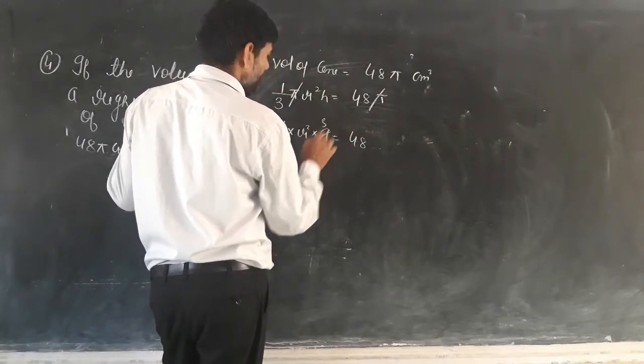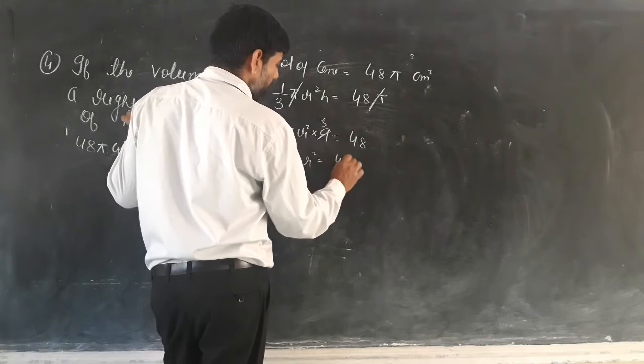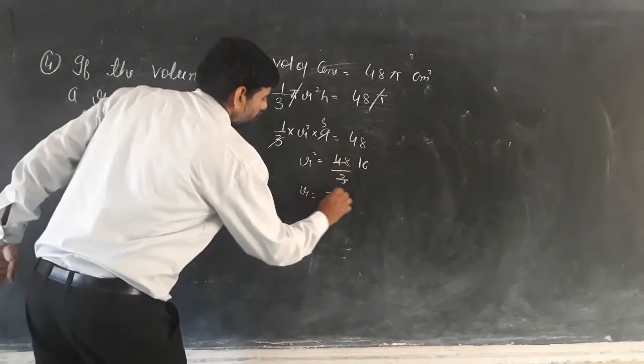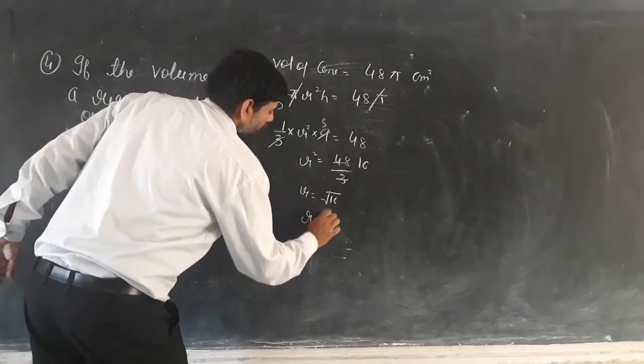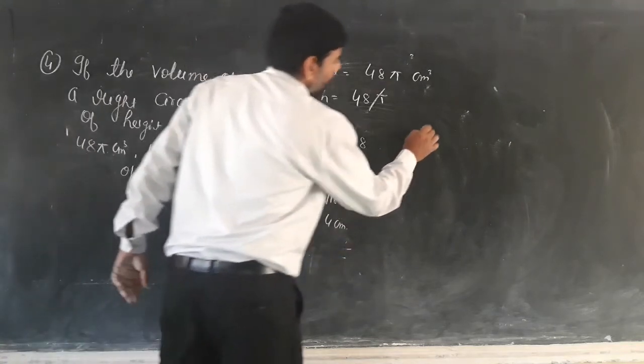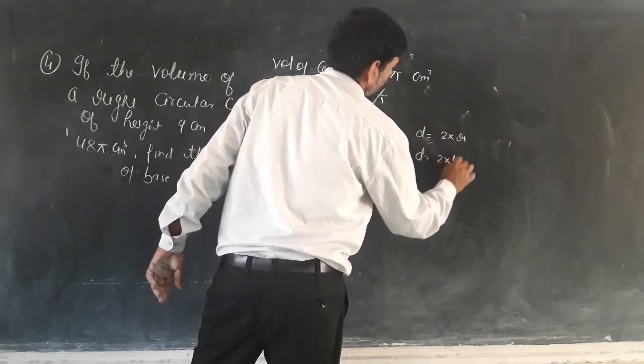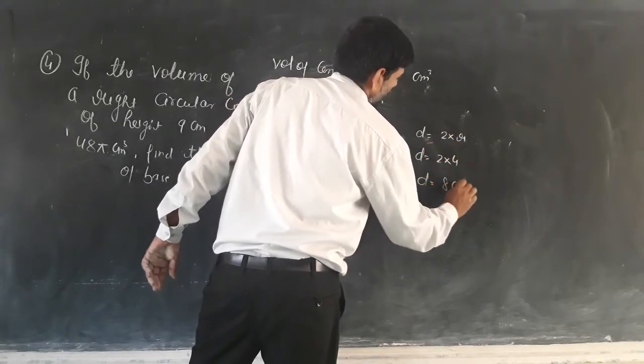3 3s are 9. So r square is equal to 48 upon 3, 16. So r is equal to root 16. So r is equal to 4 centimeter. Diameter is the double of the radius, so diameter is equal to 2 into 4. So diameter is equal to 8 centimeter.